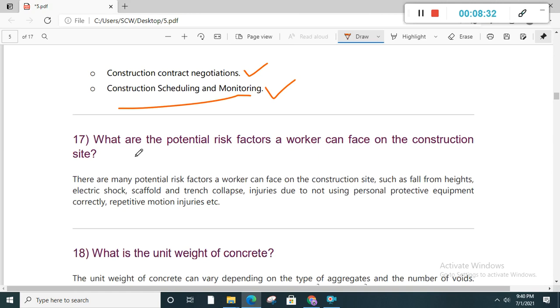Question number 17. What are the potential risk factors for the workers which can face on the construction site? So they may ask what kind of risk factors are seen at your construction site, meaning what kind of problems actually arise. So there are many potential risk factors workers can face on the construction site, such as fall from heights. Okay, if someone falls down from a building, it seems very simple, but during the interview, because of nervousness you may not be able to say it. So you have to prepare for such questions in advance.